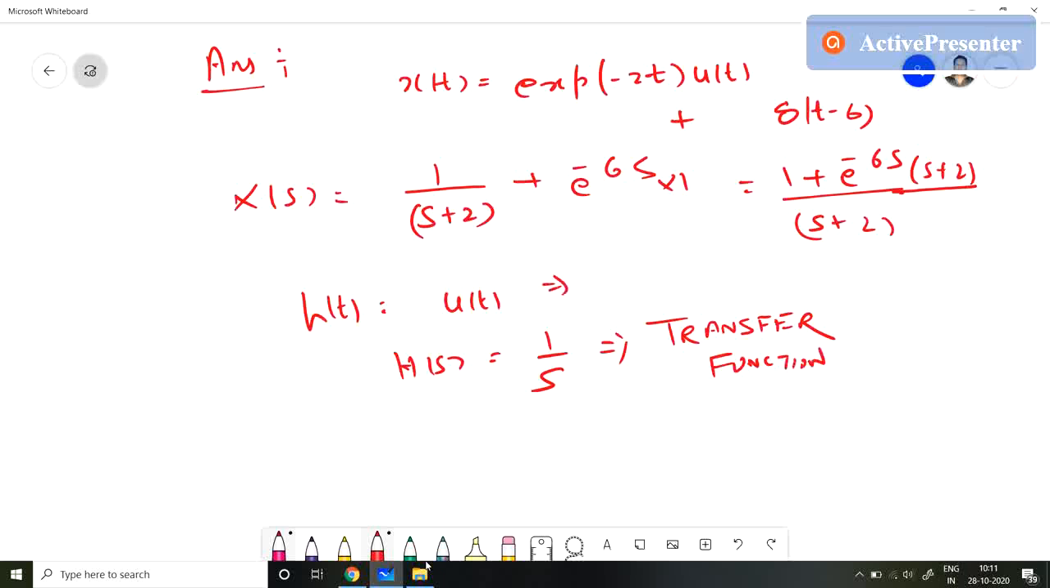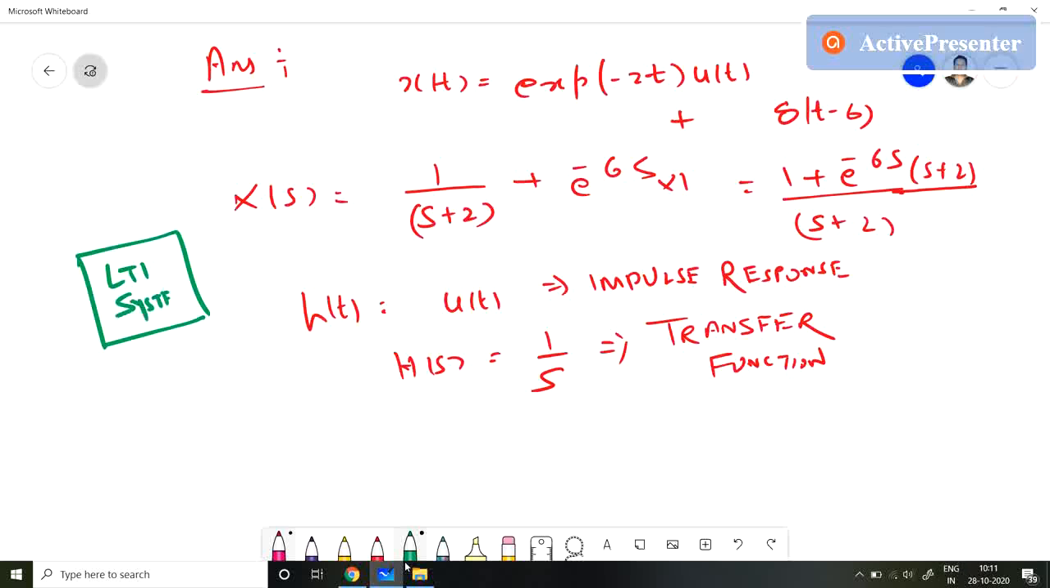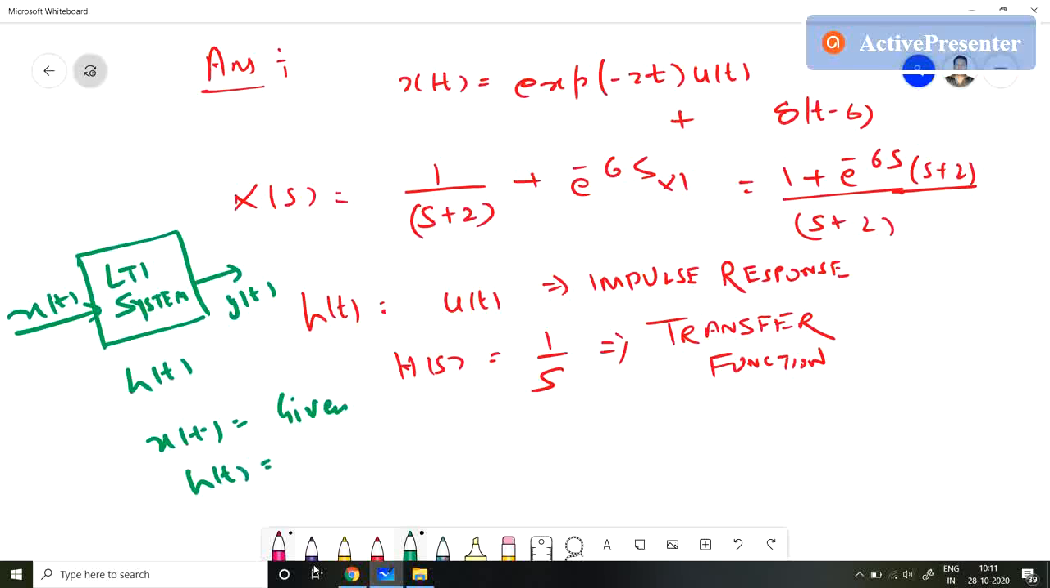And this h(t) is the impulse response. So what is happening here? We have an LTI system, and the input is given, that is x(t), and we are getting the output y(t), and there is impulse response h(t). So x(t) is given, the h(t) is given. So we need to find out y(t). So this is our problem.